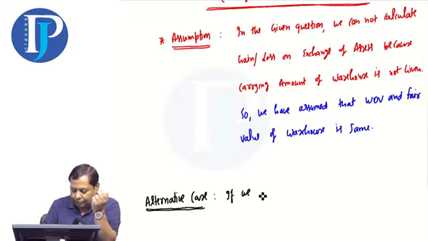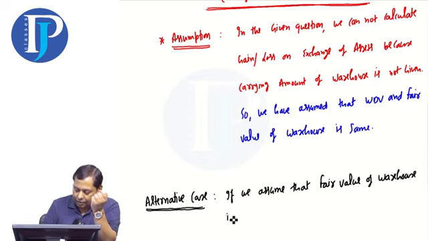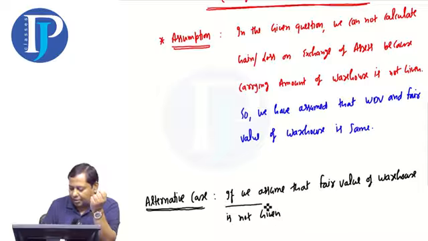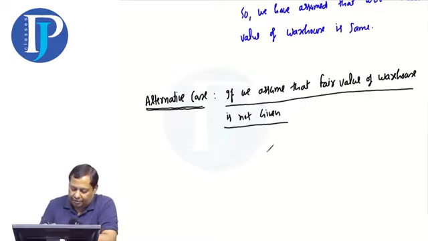If we assume that fair value from the warehouse is not given, if we assume that we don't know the fair value of the warehouse, then what will we do? Then case 1 will be applied. We will make the entry in this.